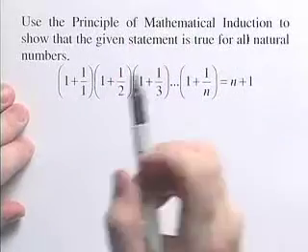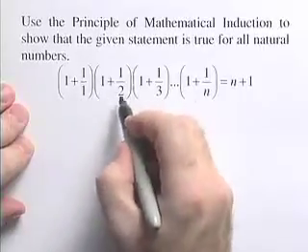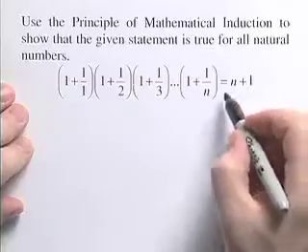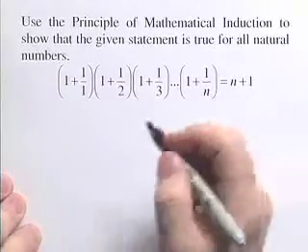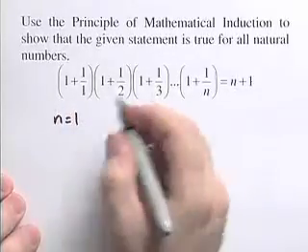For this problem, we're asked to use mathematical induction to prove that a statement is true for all natural numbers. We want to show that this statement, (1 + 1/1)(1 + 1/2)... (1 + 1/n) is equal to n + 1. To do that, we first want to show that this holds for n equals 1.